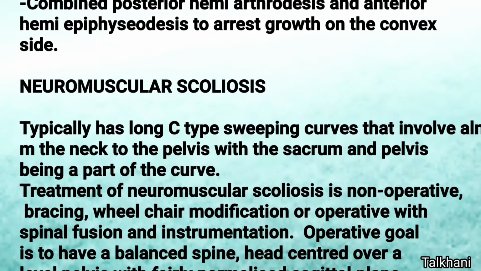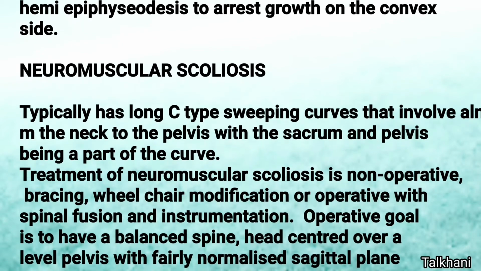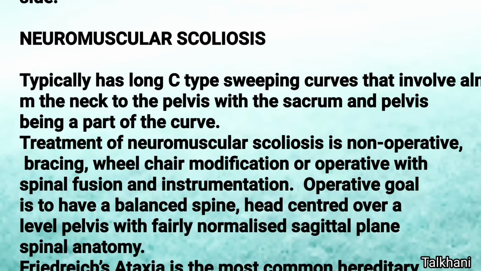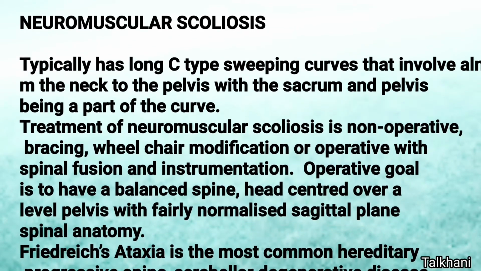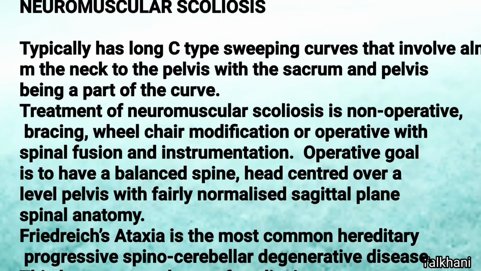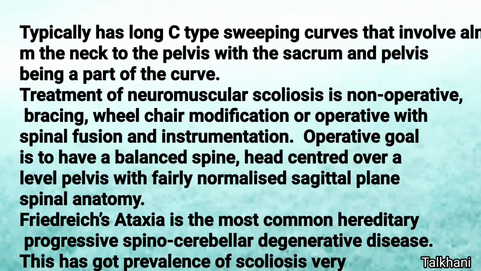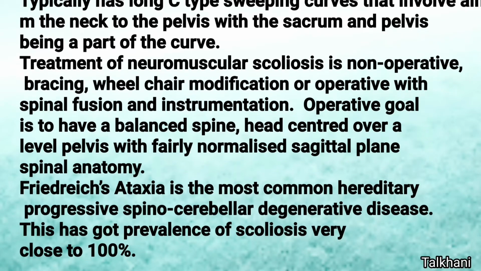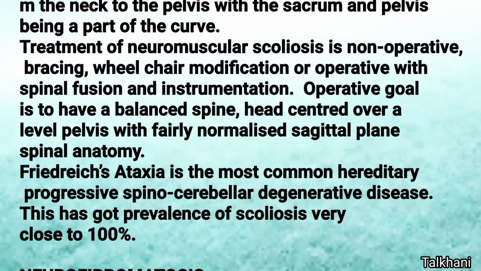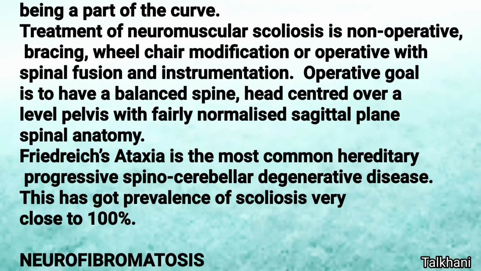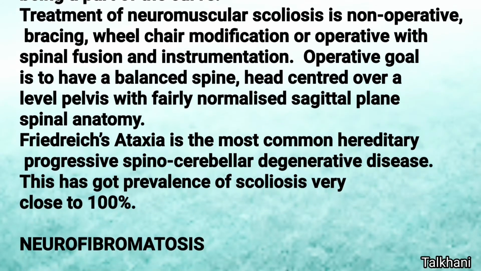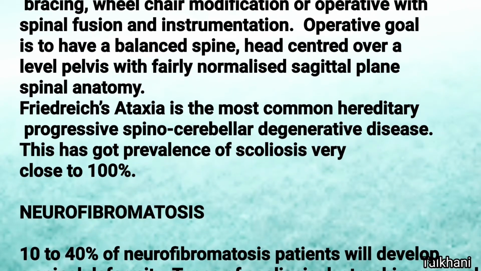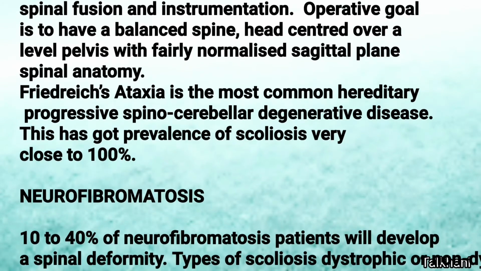Neuromuscular scoliosis typically has long C-type sweeping curves that involve almost entire thoracic and lumbar spine extending from the neck to the pelvis, with the sacrum and pelvis being a part of the curve. Treatment of neuromuscular scoliosis is either non-operative, bracing, wheelchair modification, or operative spinal fusion with instrumentation. Operative goals are to have a balanced spine, head centered over a level pelvis with fairly normalized sagittal plane spinal anatomy.